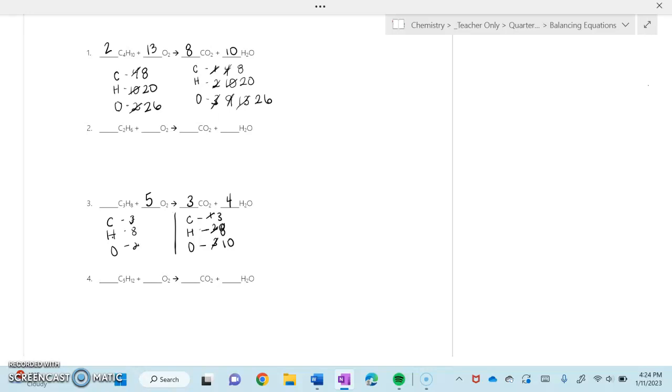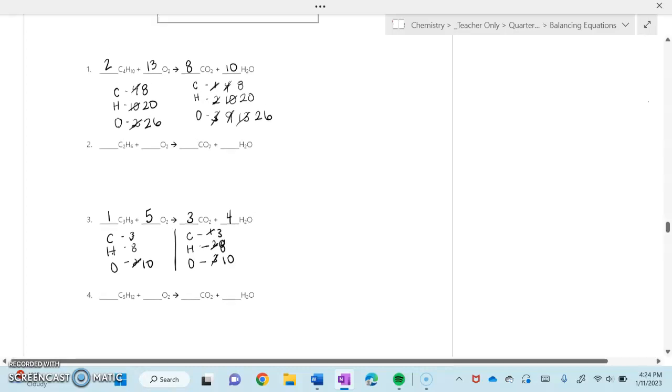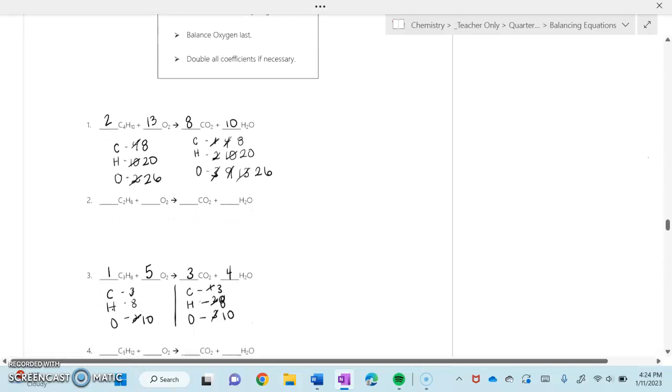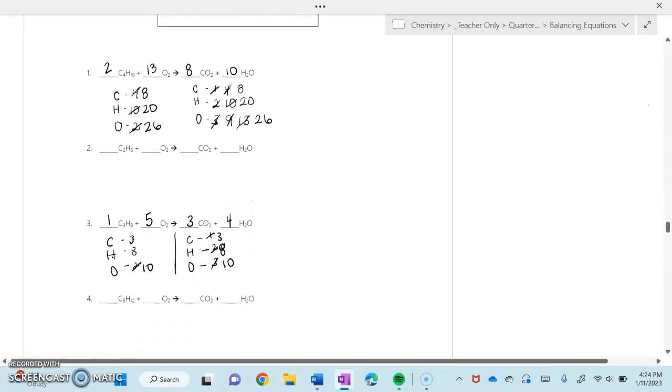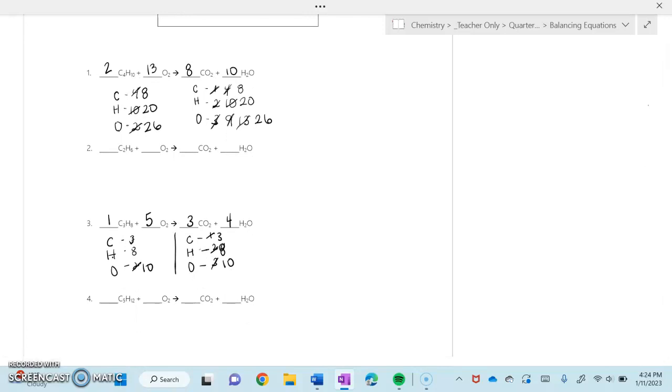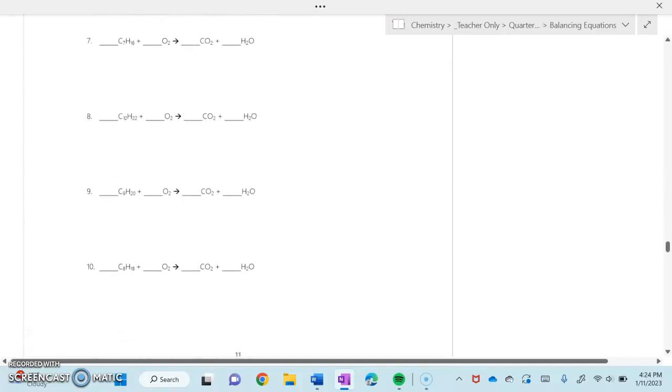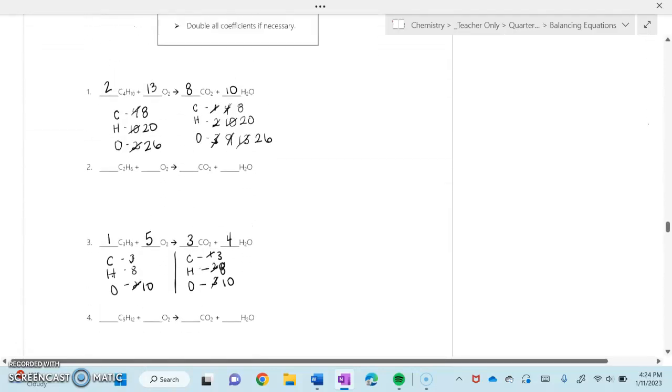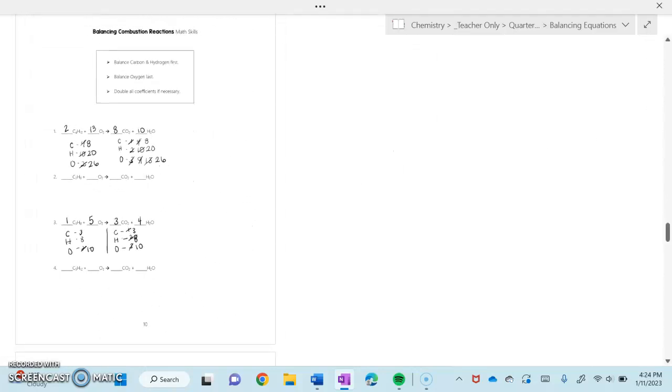5 times 2 is 10, and we're all balanced out. 1, 5, 3, 4, no need to double. So like I said, sometimes you'll need to double, sometimes you do not need to double, just depending on if our oxygens can make a whole number or if it's going to end up being a fraction. So go through and complete each of these combustion reactions for today's work.